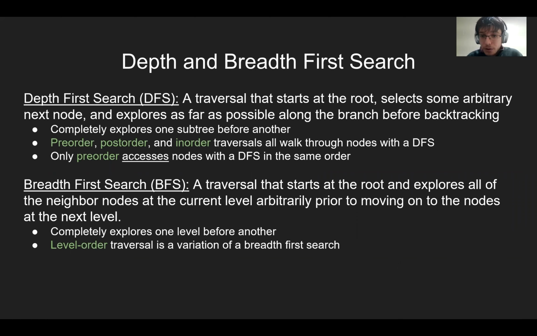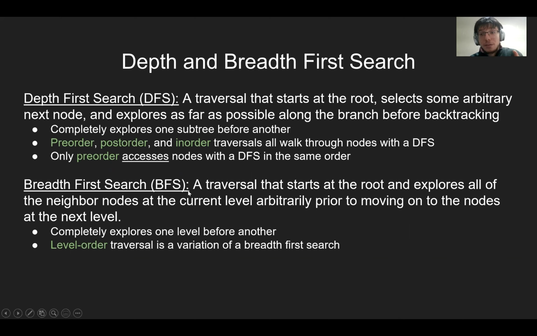So you select the next node and you keep going as far as you can before you go back. You completely explore a subtree before taking another route. Pre, post, and in order are all depth first searches, only pre-order accesses nodes in the same order. And accessing means like picking up the nodes. That's what I was calling it.